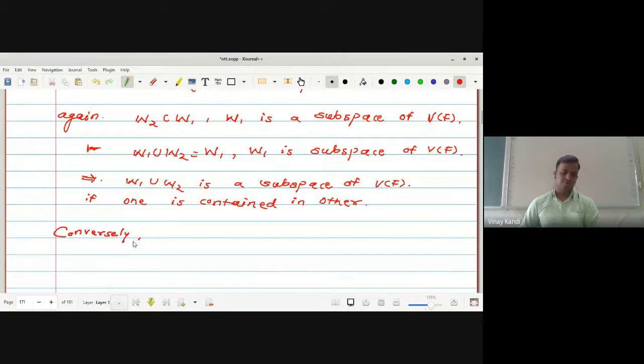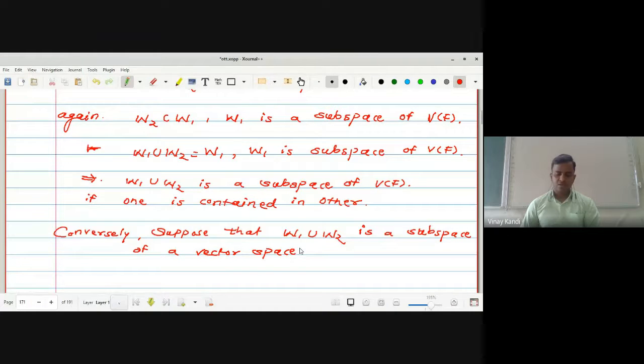Conversely, suppose that W1 union W2 is a subspace of the vector space. Okay, suppose that W1 union W2 is a subspace of the vector space, and we have to prove that either W1 is contained in W2 or W2 is contained in W1.